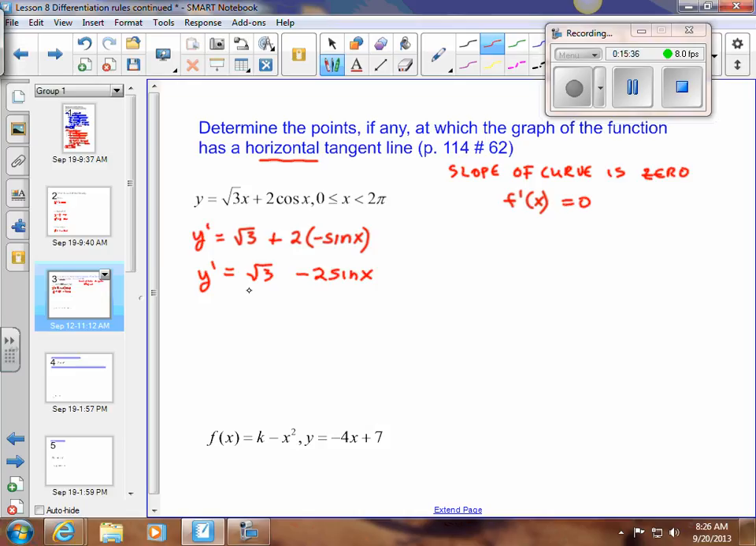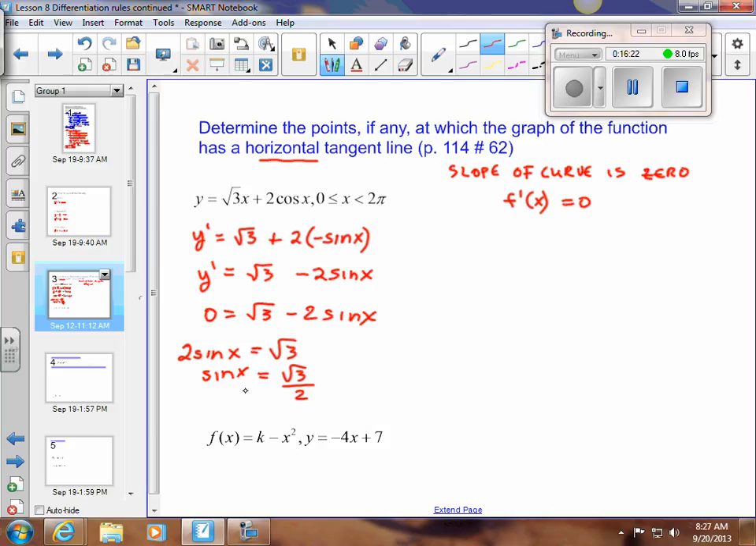So there's the derivative. Now I need to set the derivative equal to 0 and solve for x. Well, to solve for x, I first need to isolate the trig function. So what I would do is add 2 sine of x to each side of the equation to make it positive. And then I would divide both sides by 2. Pay attention to the interval given for x. The x's we are looking for fall in the interval 0 to 2 pi.